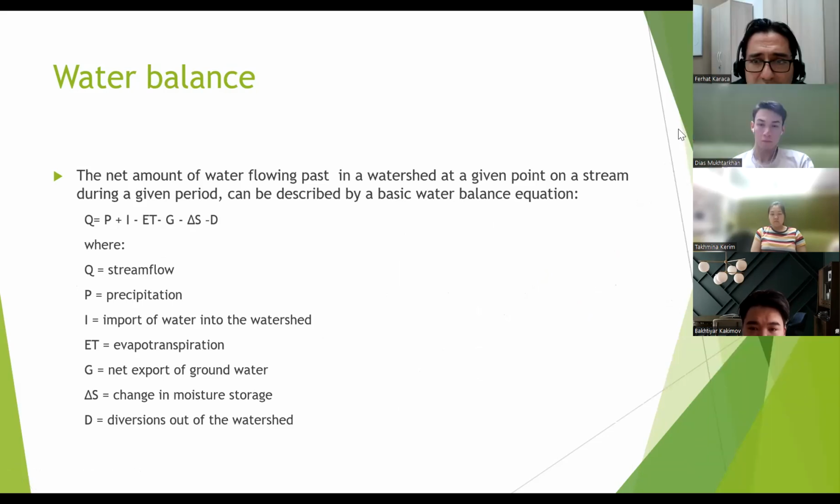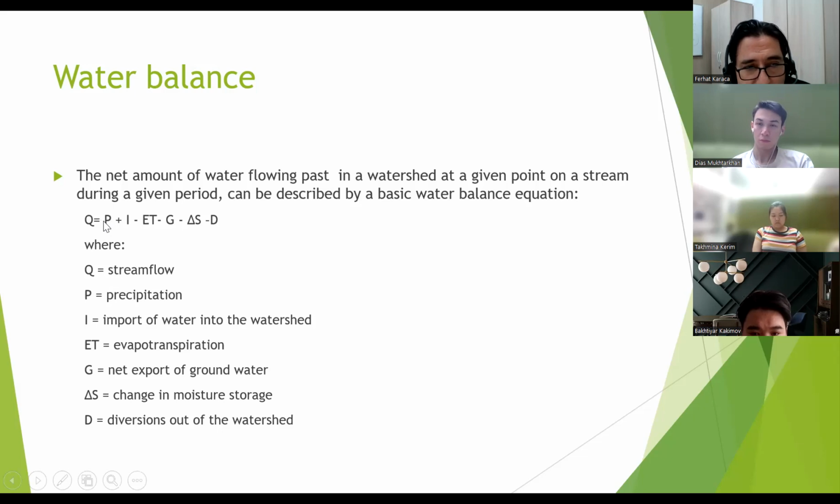So simply, the calculation principles of water balance in a watershed is given with this equation. It is quite simple. The net amount of water in a watershed at a given point can be calculated with this equation, and here Q is the stream flow, I mean like a river flow or stream flow. This is actually what we can get as an actual flow. This is the actual we are going to calculate.